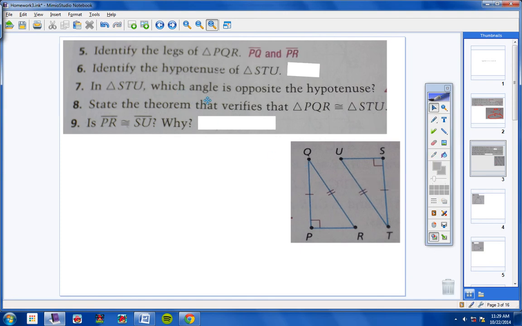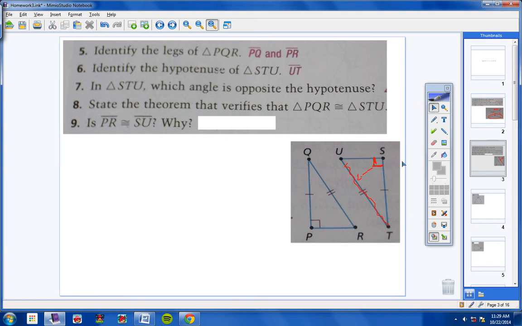Identify the hypotenuse of STU. Well, here's the triangle STU. Remember, students, to find the hypotenuse, you always go to the right angle, and the right angle always points to the hypotenuse. This is your hypotenuse, okay? UT.